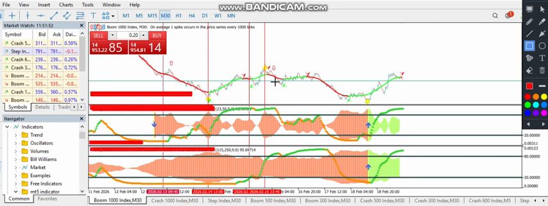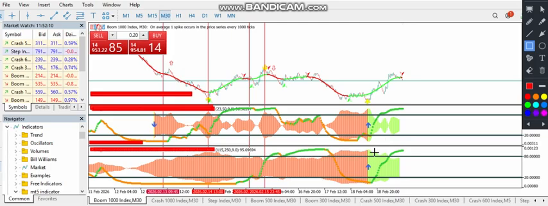So now this is Boom 1000 on the 30-minute time frame. We can see what the trade is doing here. We can see what happened yesterday, and this particular trade I took yesterday, and I closed my trade around this particular area. So we can see that. I also dropped the update in my group.